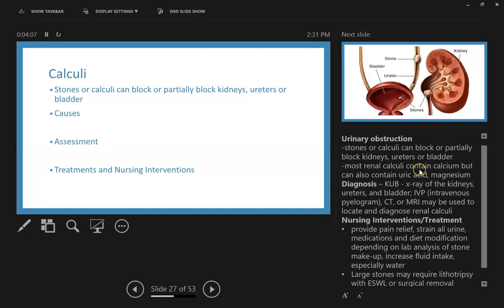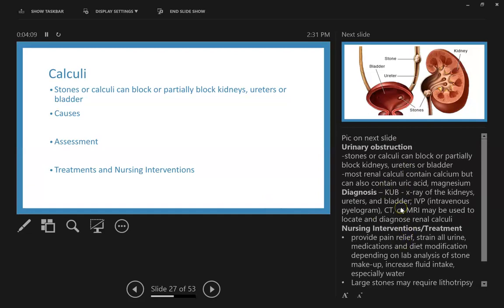Assessment. So what are we going to find for assessment? Typically, they're going to have something called flank pain. This is that lower lateral pain on the back. So it's kind of towards the side, but kind of in the back. That's where the kidneys sit, and it is very common to have pain there. You can also have pelvic pain, and then blood in the urine. Blood in the urine is going to be your top symptom.